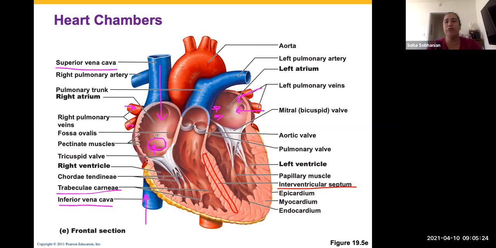And again, this is a really common misconception I see among the students. They say, well, they're right here. They're emptying into this chamber. No, they're right here, but they're actually behind the heart. They continue and then dump their blood into the left atrium. Are you with me so far, guys? Any questions?